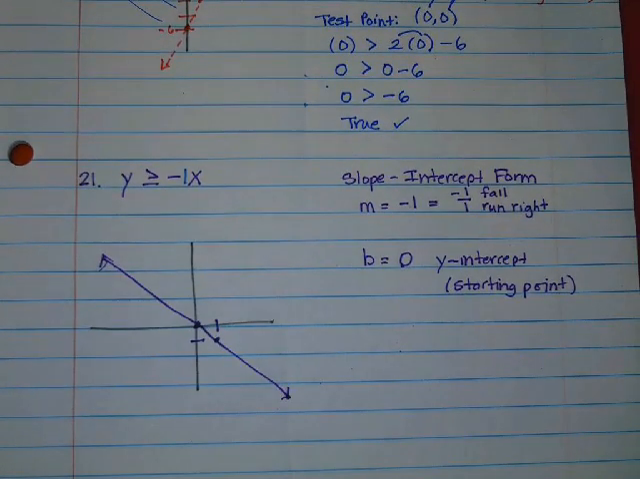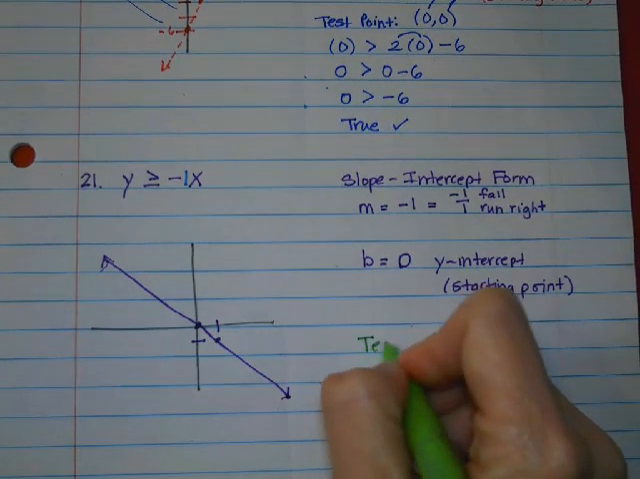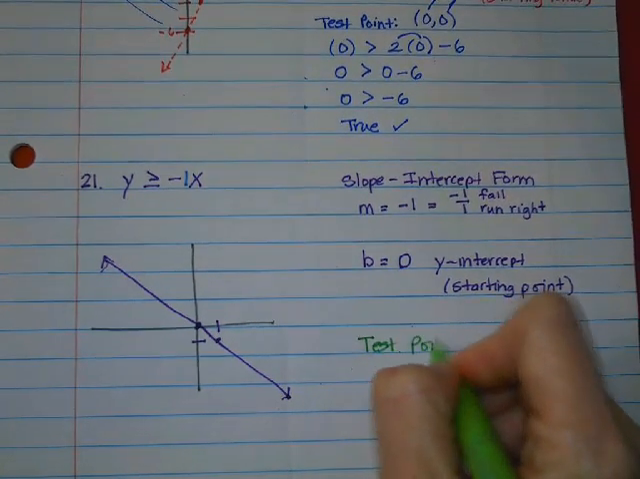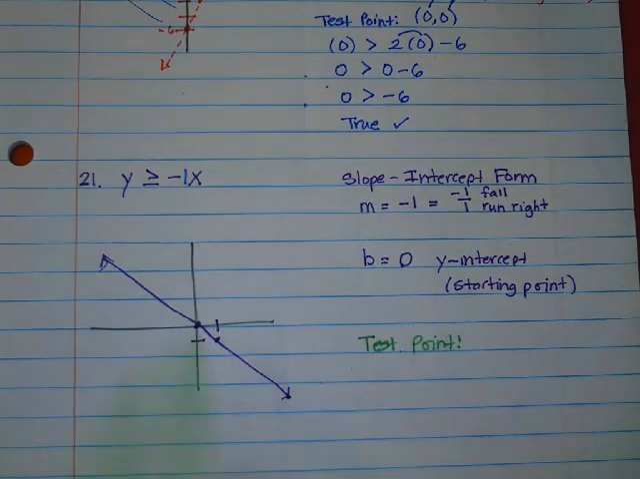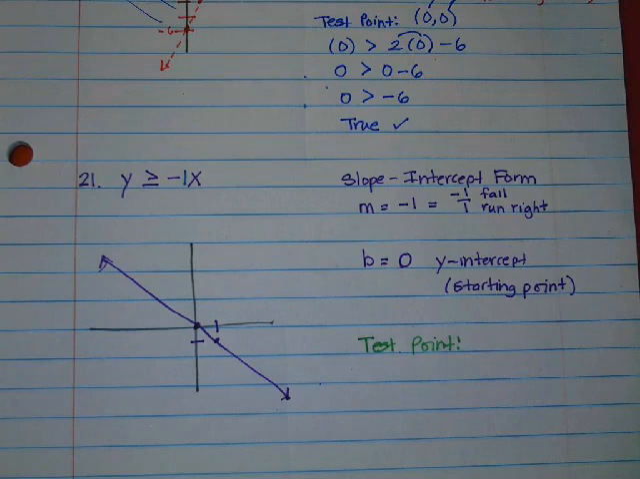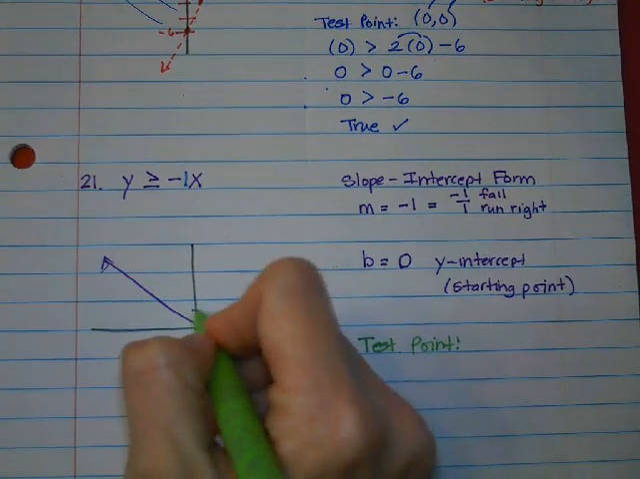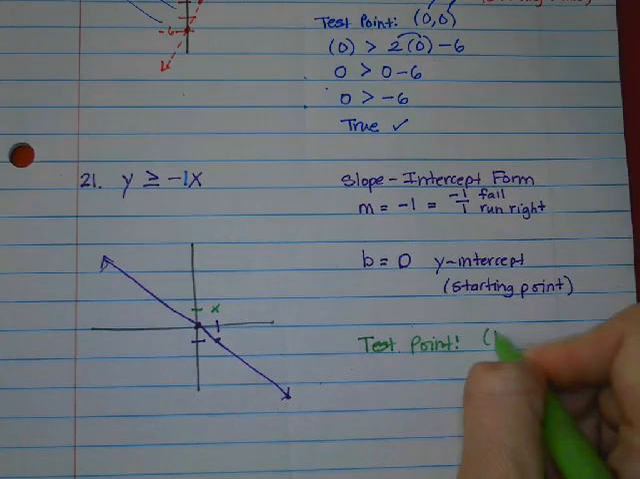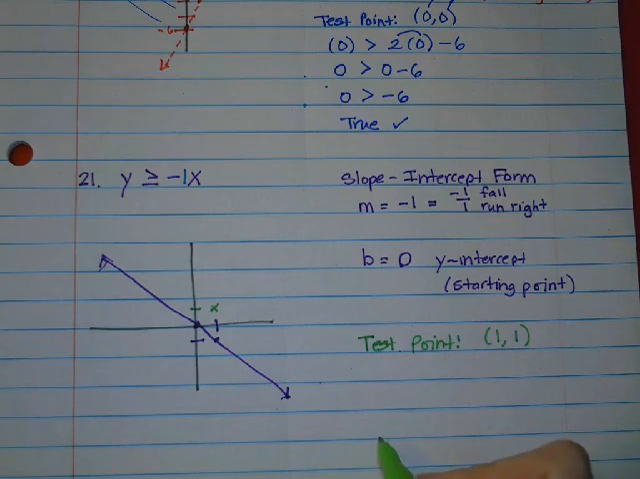All right, now we need a what, Fabian? That's right, a test point. But notice this time that our line goes through 0, 0. So we can't use 0, 0 as a test point. We can use any other point on the graph. So I'm going to choose the test point 1, 1 because those are easy numbers. But you can pick any value that you really want.